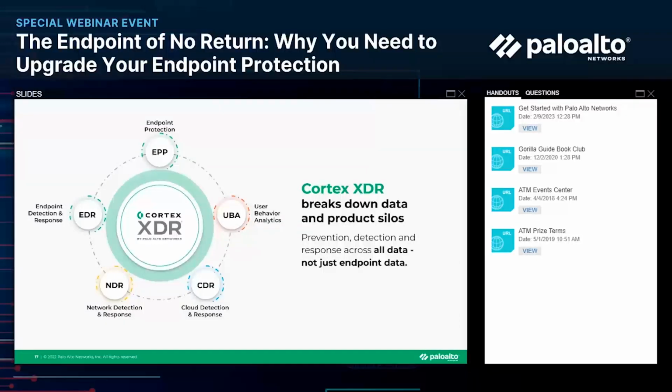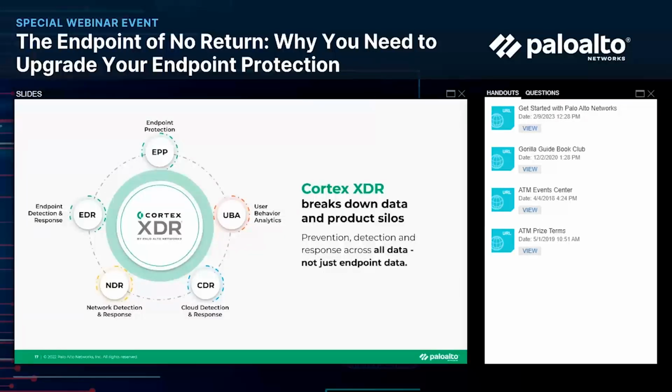You can see there on the circle: endpoint protection, endpoint detection and response, network detection and response, cloud detection and response, and user behavior analytics. There's no longer a need to have these product silos or search for and implement different types of tools, because XDR pulls these all together within one solution.